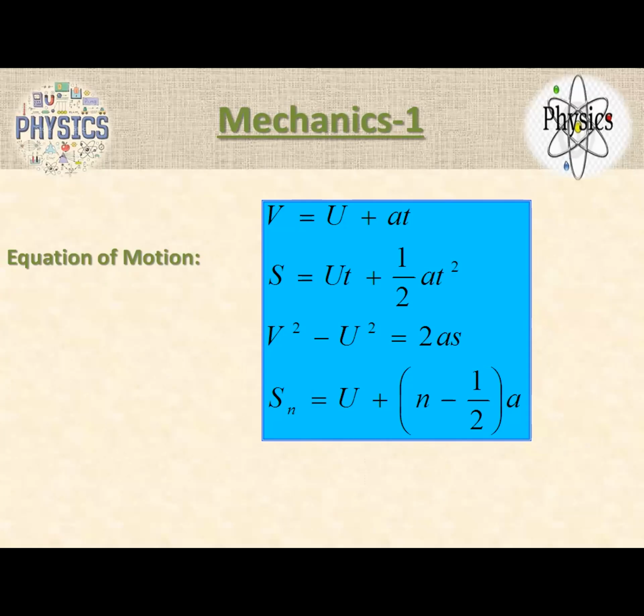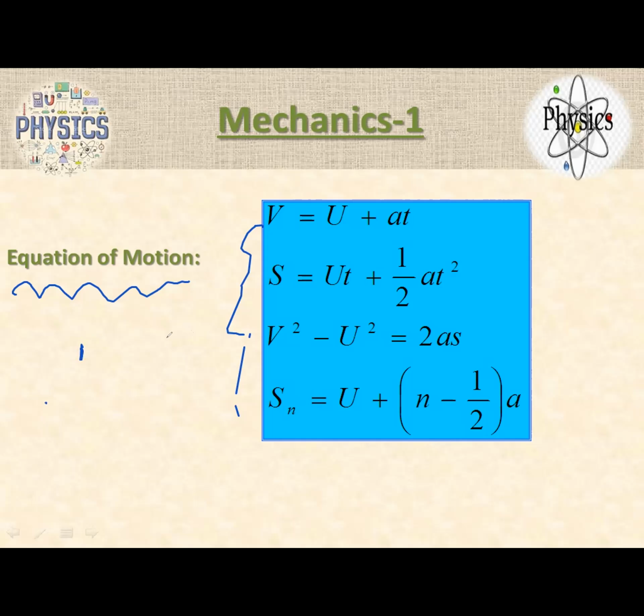Yes, sir. So coming to the equations of motion. What are the equations of motion? What do we do with them? Equations of motion are the equations we use to describe the motion of an object. These are the equations. We have 4 equations of motion here, which can be used to describe the motion of objects.